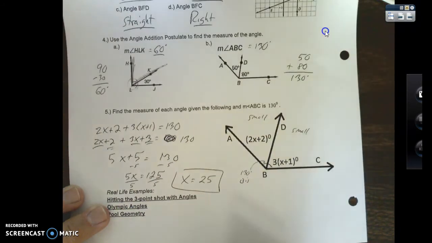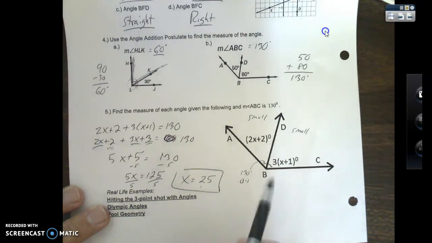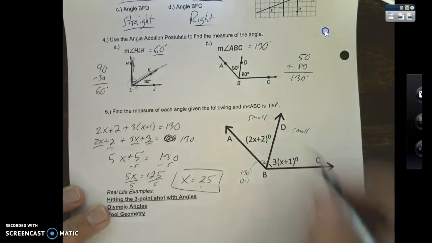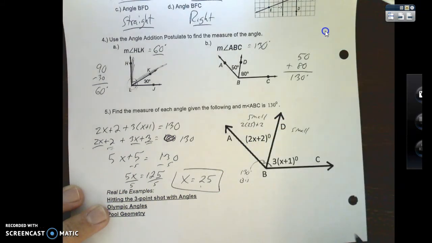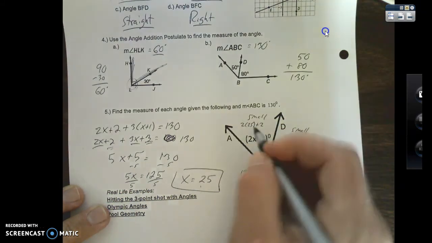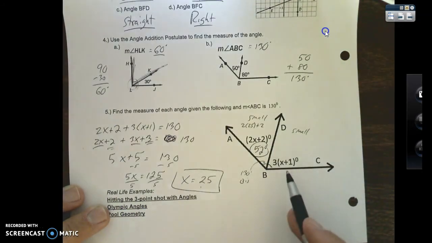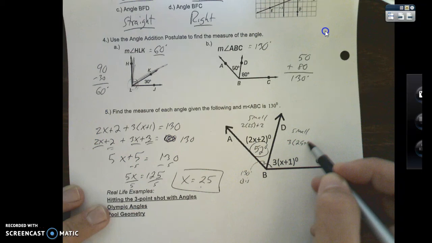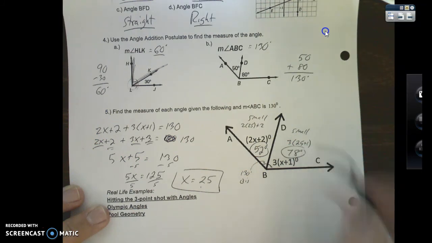Now here's the thing, please be careful. It says find the measure of each angle. So I found x equals 25. That's awesome. We did a great job. High five. But then you have to make sure you take this and plug it back in. So we're looking at 2 times 25 plus 2. 2 times 25 is 50, plus 2 is 52 degrees. And then over here, if I plug in 25, it's 3 times 25 plus 1. So 3 times 26 is 78 degrees.